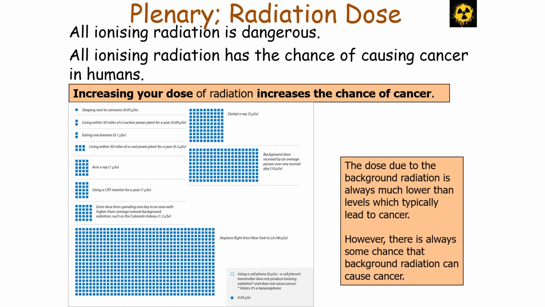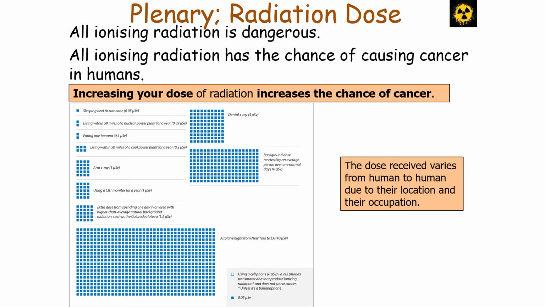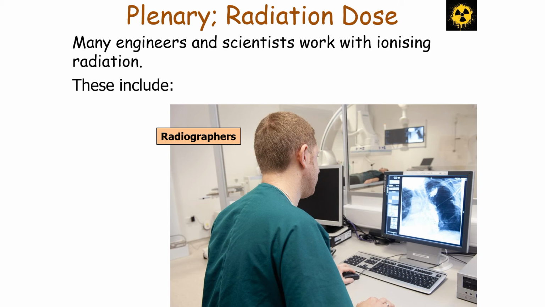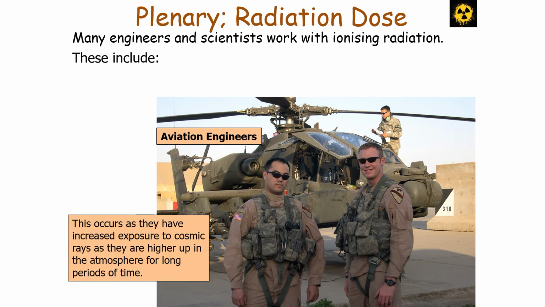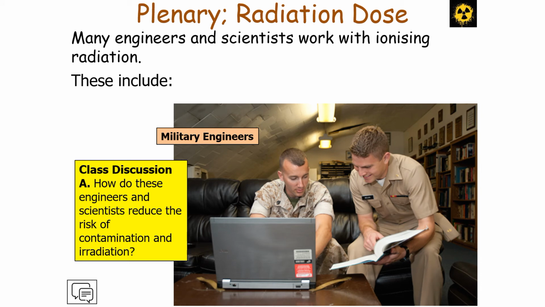Now, the dose due to the background radiation is always much lower than levels which typically lead to cancer. However, there's always some slight chance that background radiation can cause cancer. The dose received varies from human to human due to their location and their occupation. Many engineers and scientists work with ionizing radiation, including radiographers, nuclear power station workers, and aviation engineers. This occurs as they have increased exposure due to cosmic rays as they're higher up in the atmosphere for longer periods of time, and military engineers are another example of people who use ionizing radiation.